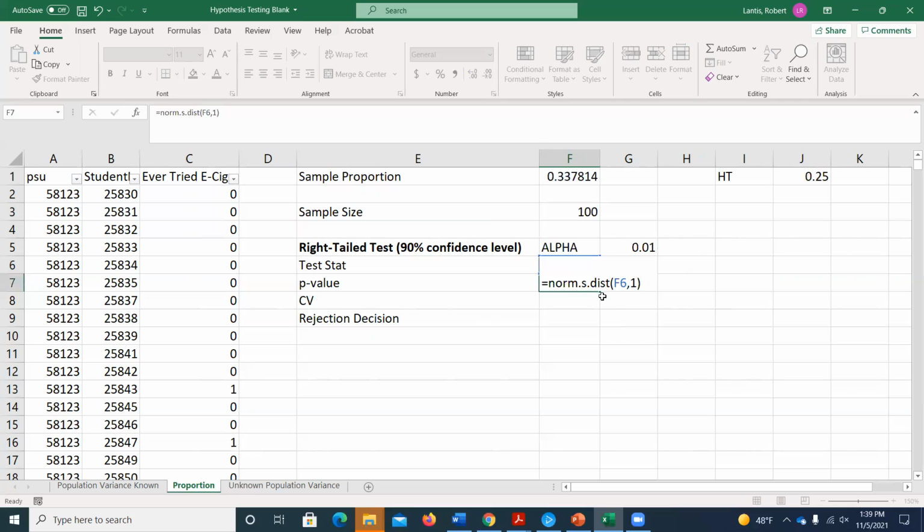Which is fine, right? But I know I want the area to the right, so I'm going to go in and then just have to subtract that from 1, right? That way, if I know the area to the left, 1 minus that would give me the area to the right, okay?